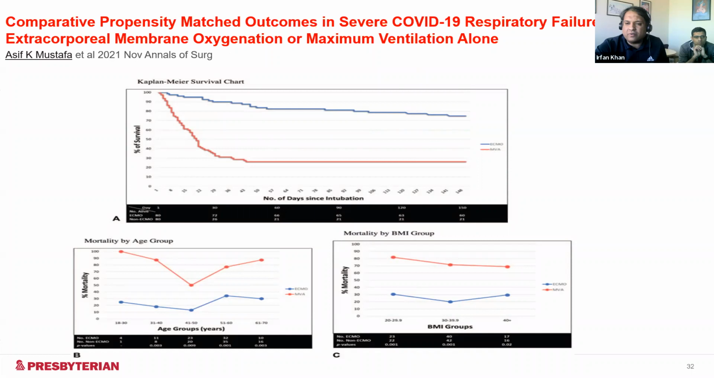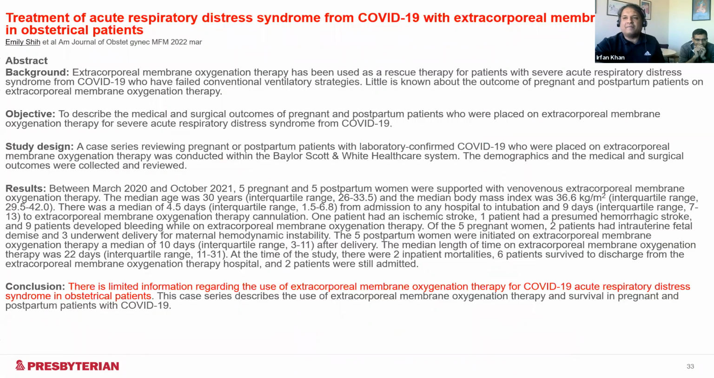One thing I also wanted to point out in their patient population: patients who were around 40 years of age for some reason had the best survival, and the same with the BMI. And I'm not sure why. I think even they don't know why.